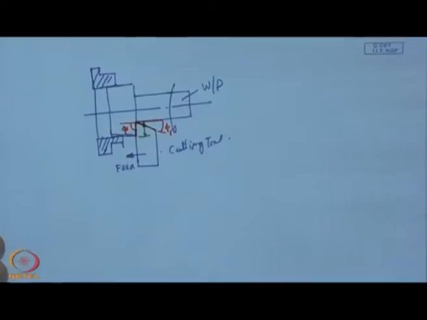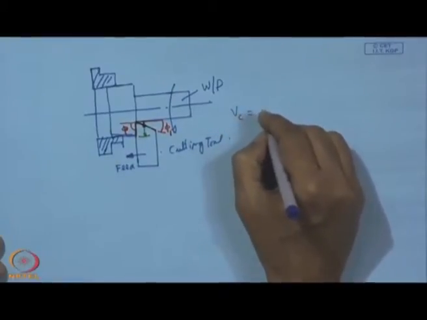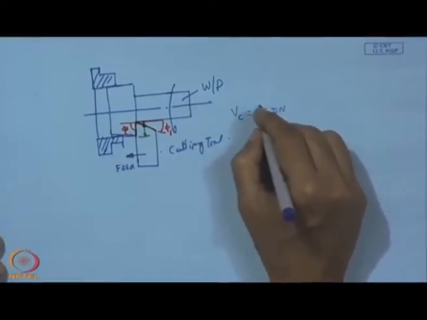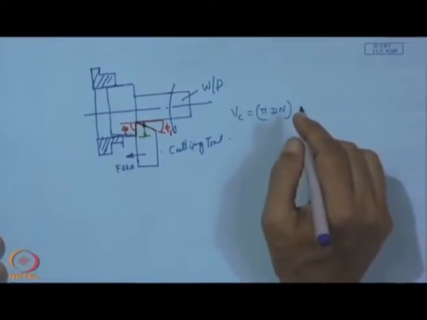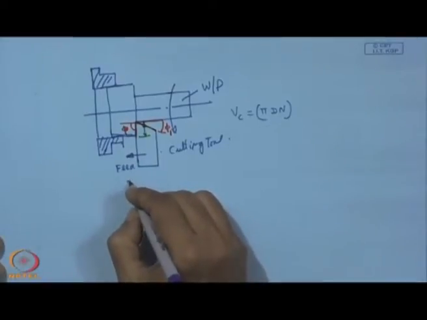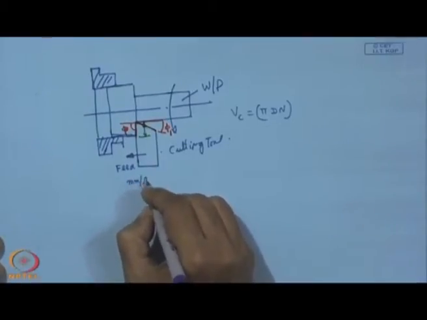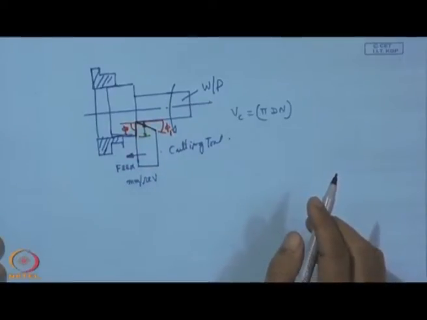So, these are the cutting parameters, and at this point with this diameter we know VC equals pi D N, and in appropriate units we should express it in meters per minute or meters per second. Feed is given as millimeter per revolution, and depth of cut is expressed in millimeters.